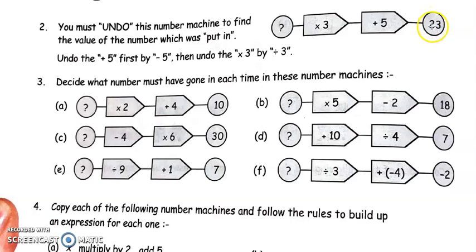So you can say to yourself, what number add 5 gave me 23? Or you can say 23 subtract 5 would give you 18. Okay? 18 and change this to divided by 3 would give you 6. So your input number would be 6. So you're going to try this for question 3, all right, using this same strategy, using the undo strategy. Again, miss out question F, so just do A, B, C, D, and E. And that would be fantastic if you could manage that, all right?